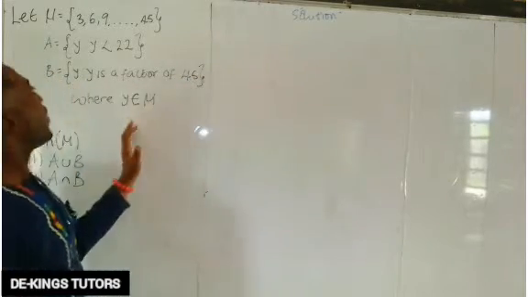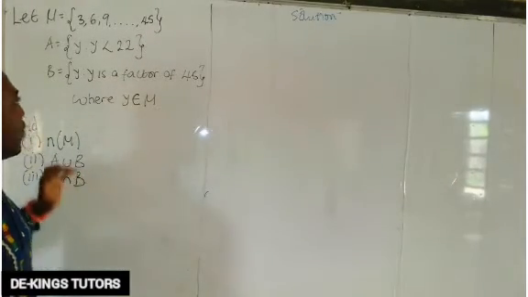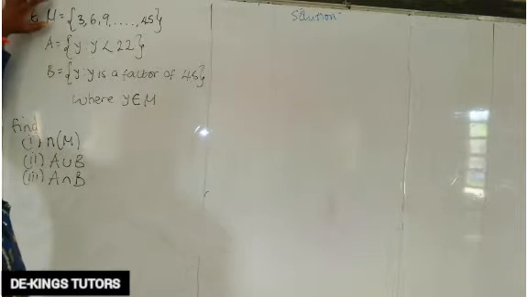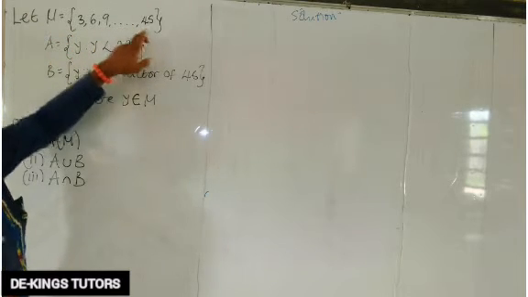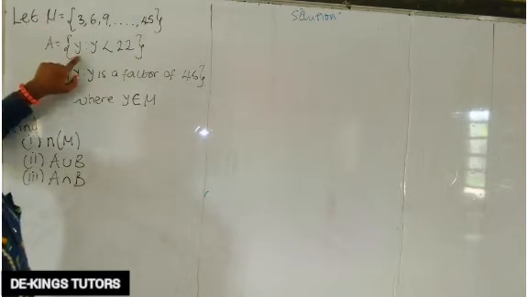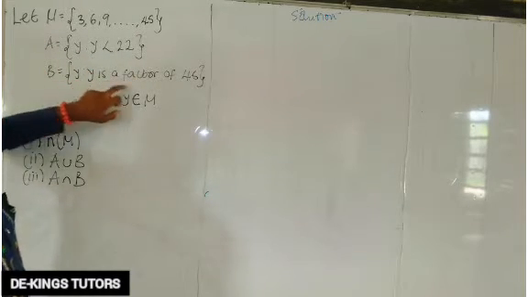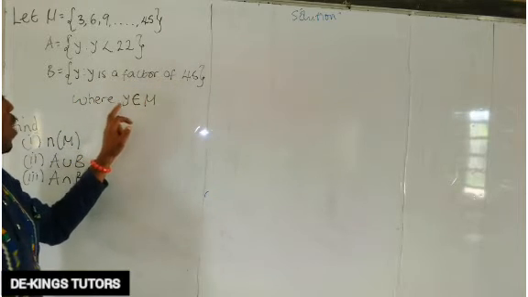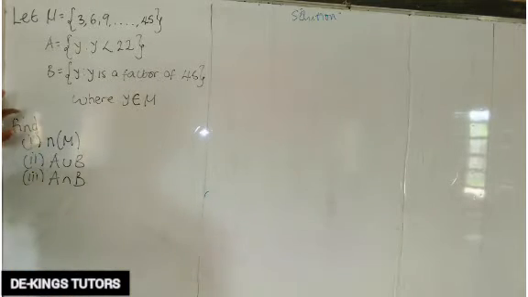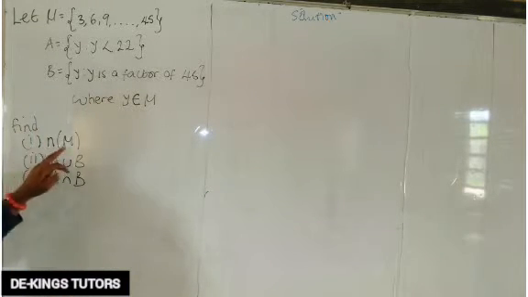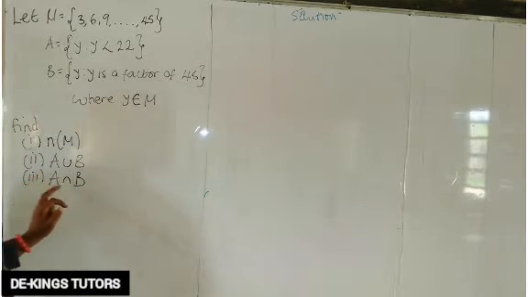Today we want to see a past question from mathematics, which involves sets. The question says: let the universal set equal 3, 6, 9 up to 45, and let set A equal y such that y is less than 22, and let set B equal y such that y is a factor of 45, where y is an element of the universal set. Find: 1, the number of the universal set; 2, A union B; and 3, A intersection B.